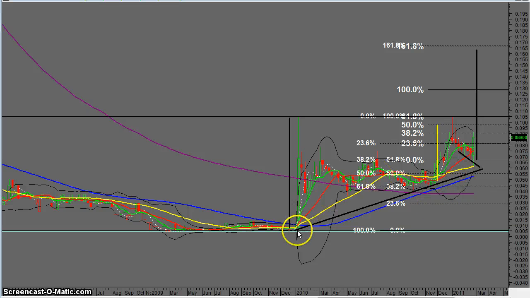It has run quite hard in the past, this one as well. And it had this golden cross here on the weekly chart. So, and that 50 and 30 are now going through.